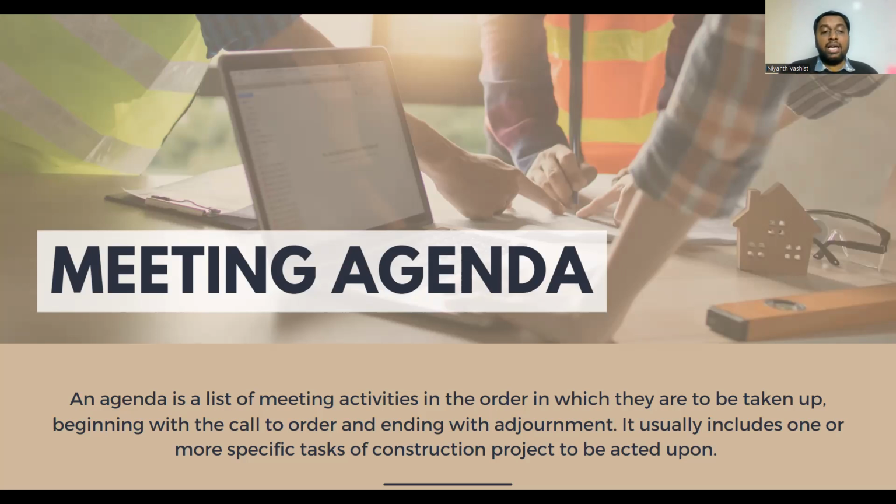Hence, an agenda is a list of meeting activities in the order in which they are to be taken up. So, what agenda are we talking about in the meeting? What is the call to order? What is the ending of the meeting? What is the outcome of the meeting? Normally, meetings won't happen for just one problem. Normally, it is for multiple problems. So, this is something that we'll be looking at in this video.